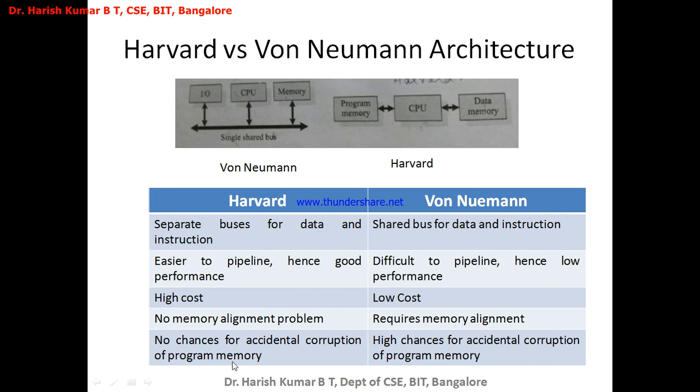And one more important difference is that, since the Harvard architecture uses separate program memory and separate data memory, there are no chances of accidental corruption of the program memory. But here, in Von Neumann, the risk of program memory corruption is high because it's a single memory.